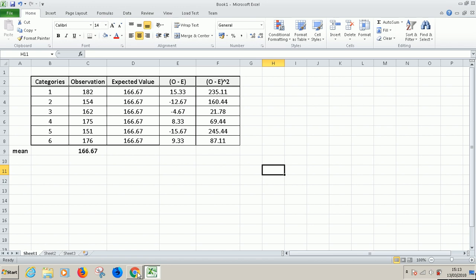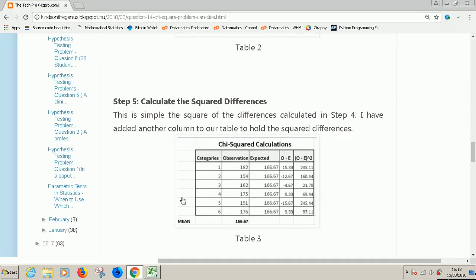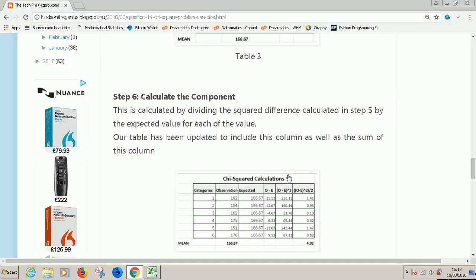Right, so let's now calculate the chi-square statistics. Step 6 says calculate the component. So we yet need to add one more column, and that column will be O minus E squared over E. I think there should be an error in this one, not over 2, but over E.